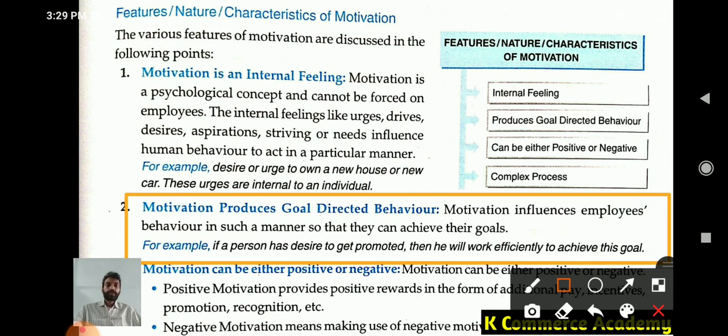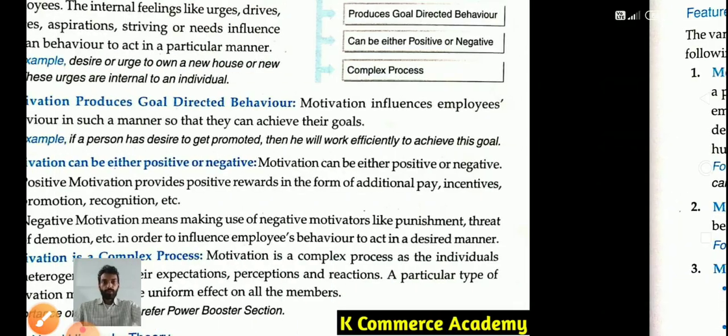For example, if a person has a desire to get a promotion in his job, then he will work efficiently to achieve this goal. So motivation produces a goal directed behavior. Whoever wants a promotion or a certain incentive automatically starts working willingly. Okay, then we do have two more points here.